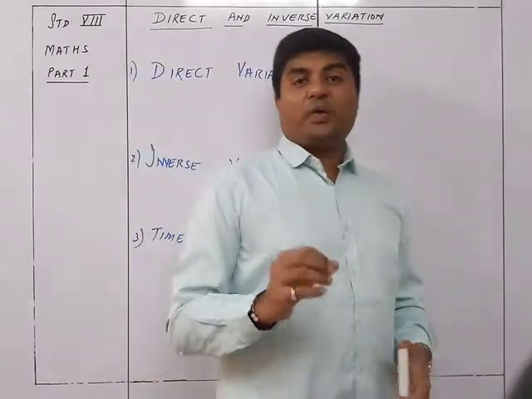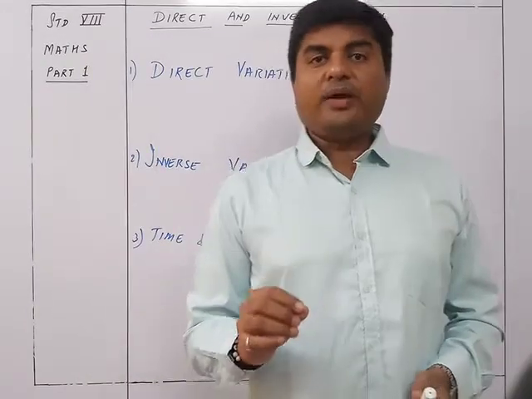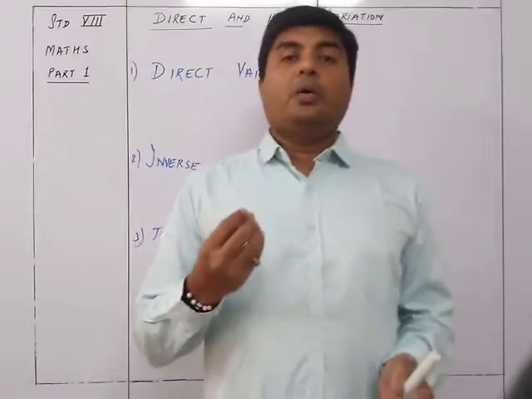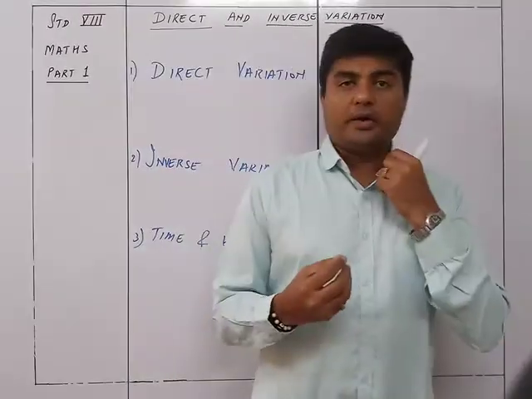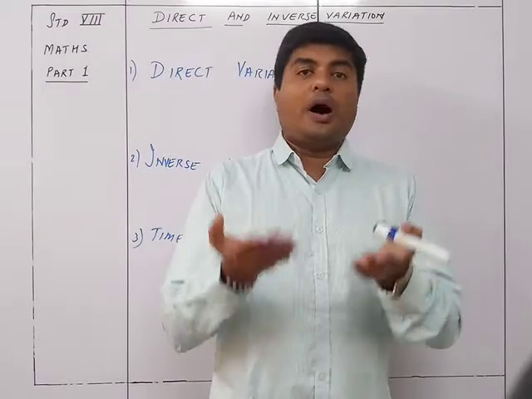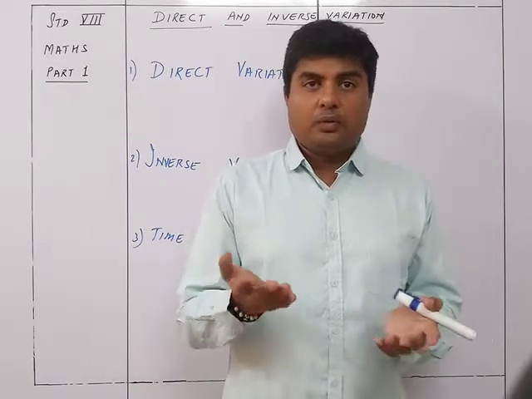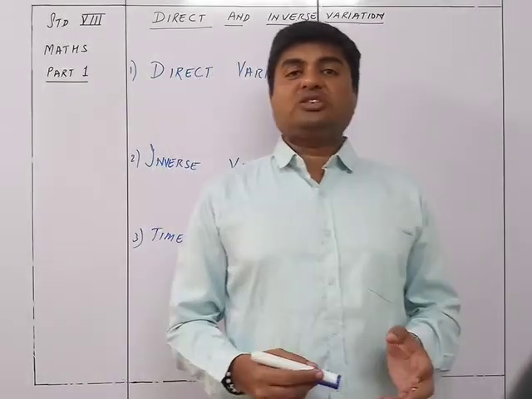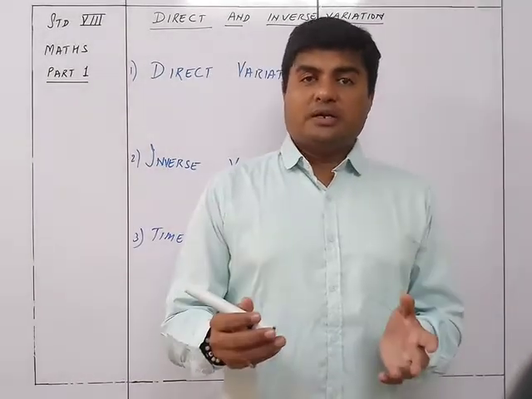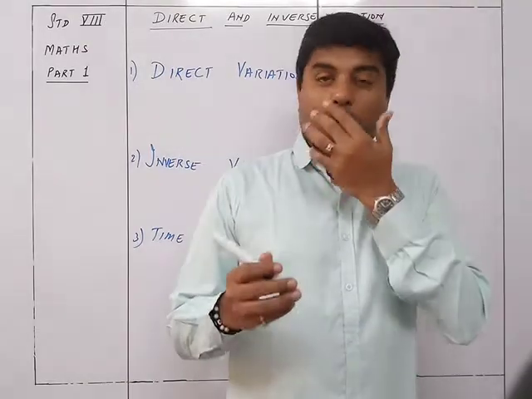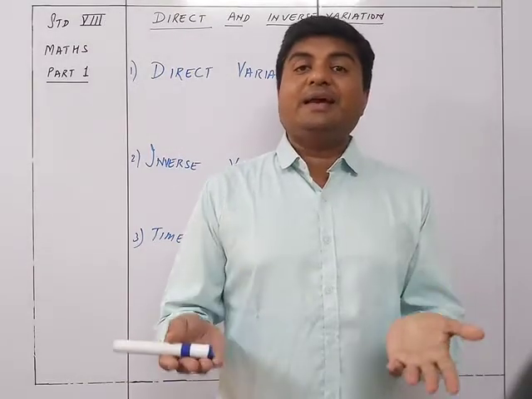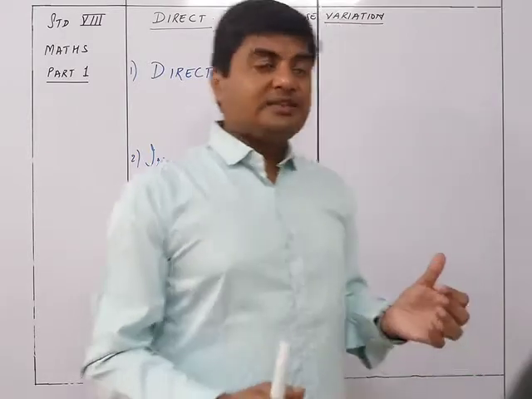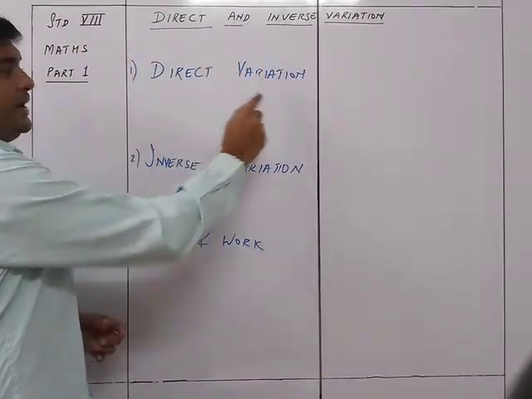When I say direct variation, or basically when I am talking about variation, it means when two or more quantities are going up and down, or varying with respect to each other. So if both the terms are going to increase together and decrease together, then such a kind of variation is called direct variation.